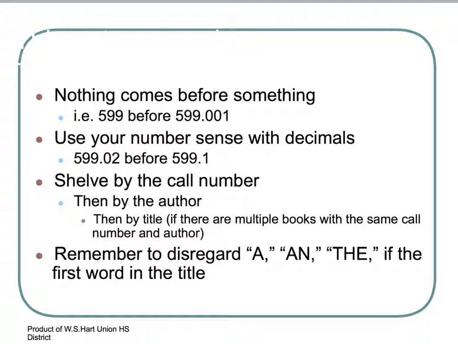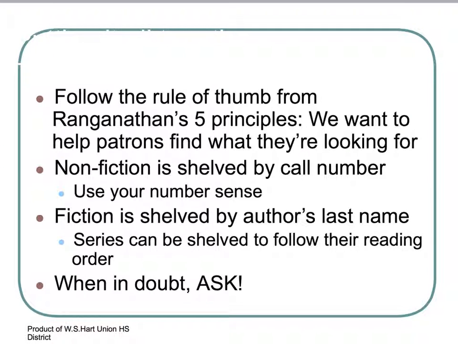It's important to use your number sense when working with call numbers. 599 comes before 599.001. Nothing comes before something. 02 is smaller than 0.1. Shelved by the call number, then by the author, then by the title. And remember to disregard a, an, or the if it's the first word in the title. When in doubt, ask. Library staff is happy to help you.